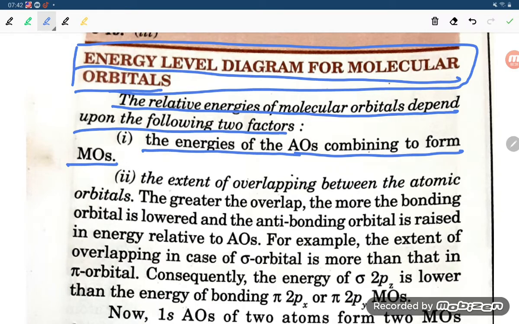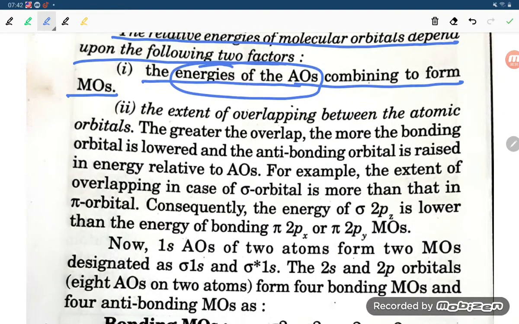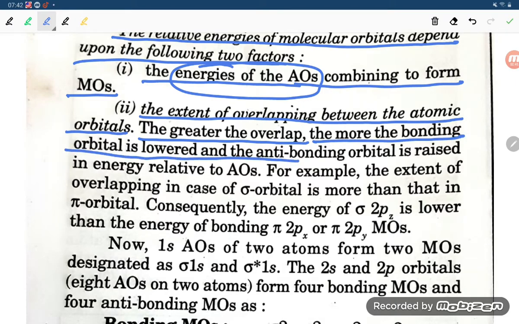So firstly it depends on the energy of the atomic orbitals, and secondly on the extent of overlapping between atomic orbitals. The greater the overlap, the more the bonding molecular orbital is lowered. The more the bonding orbital is lowered, the more the anti-bonding orbital is raised. So what they are saying is that the bonding molecular orbital's energy will be lower and the anti-bonding orbital's energy will be raised.